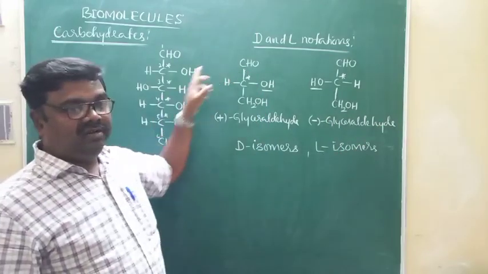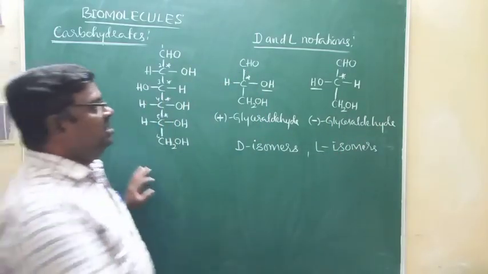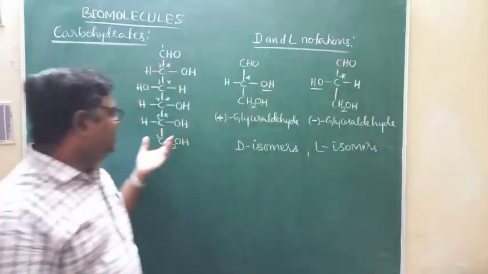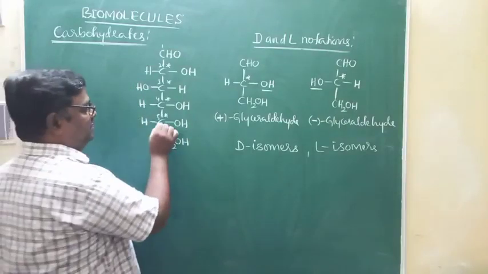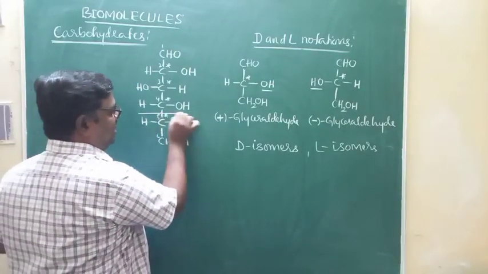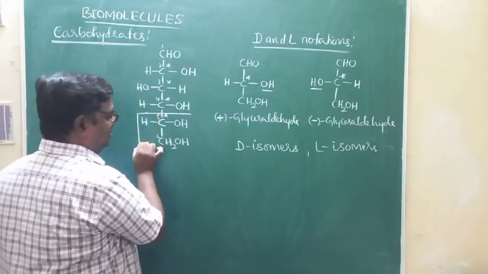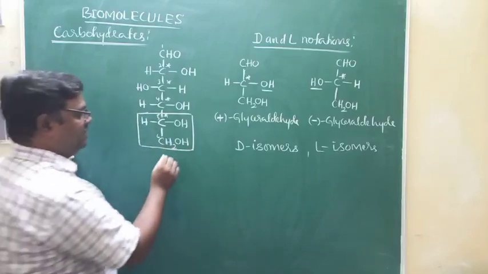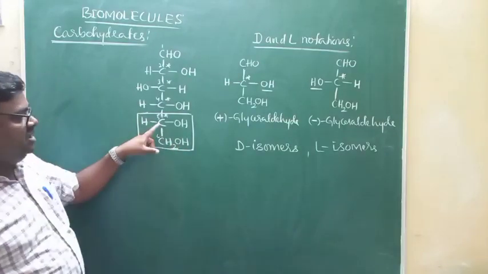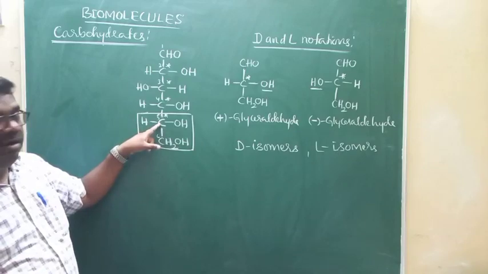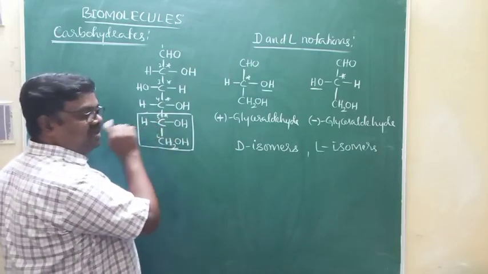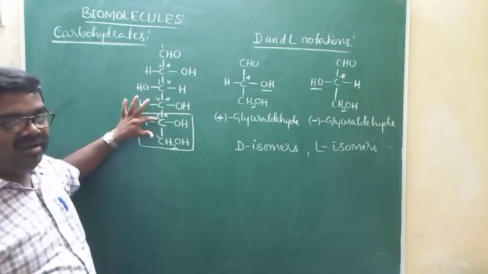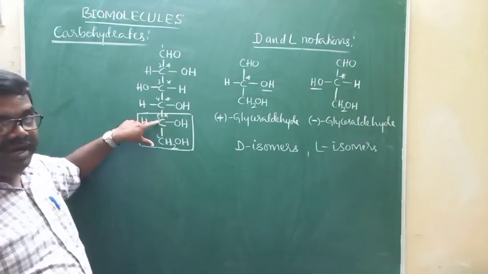In order to assign configuration to glucose by the D and L notations method, I need to compare the configuration of the lowest asymmetric carbon atom with that of glyceraldehyde. Just observe, as far as glucose is concerned, this is the lowest asymmetric carbon atom, or you can say the highest numbered asymmetric carbon atom. 1, 2, 3, 4, 5. This is the highest numbered asymmetric carbon atom, or lowest asymmetric carbon atom.